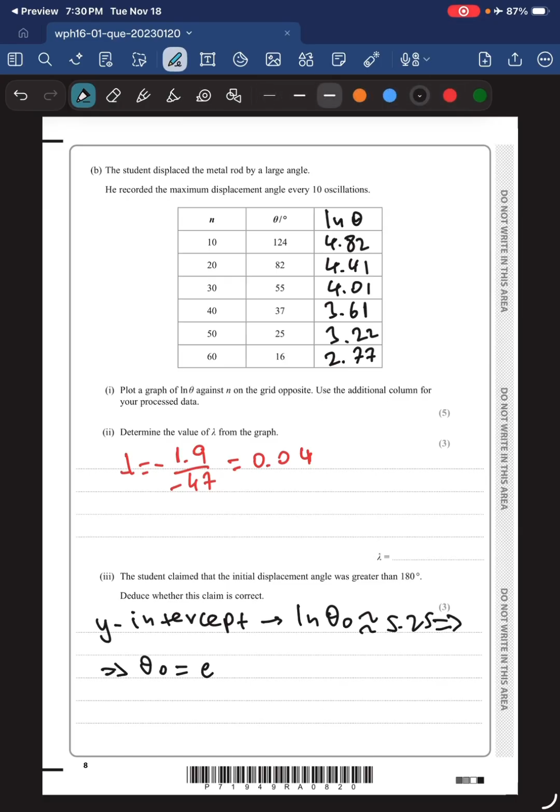which gives us that theta naught is e to the 5.25, which gives us 186.8. Actually, let me calculate it because it might be a little bit more. e to the 5.25, so 190.56 is actually what I find. Check the mark scheme, maybe my calculation is not fully accurate. Which is larger than 180. So the student is correct.